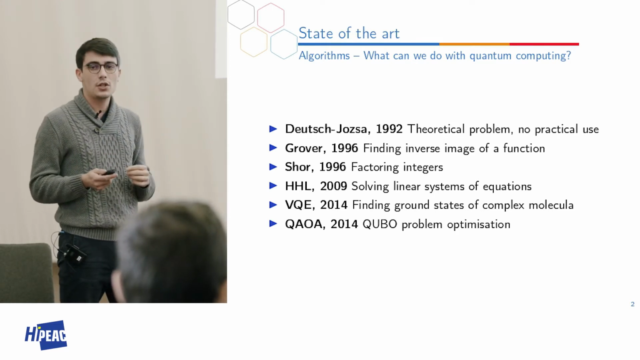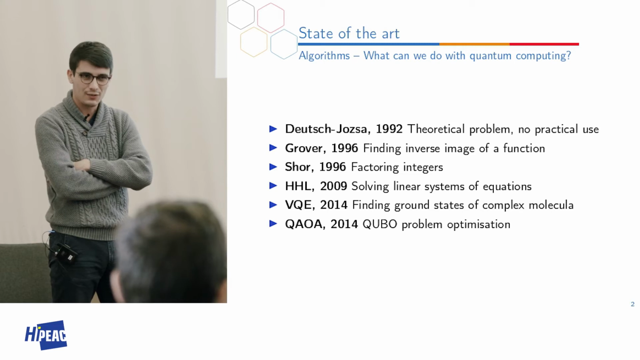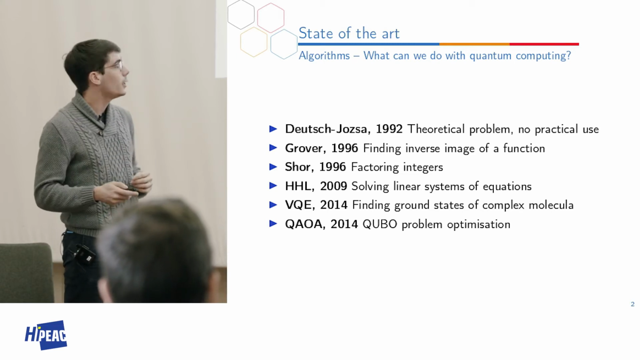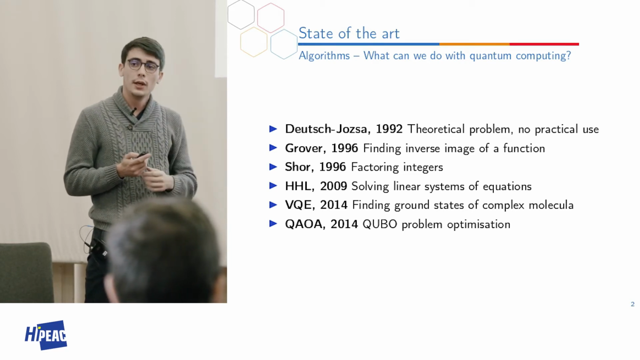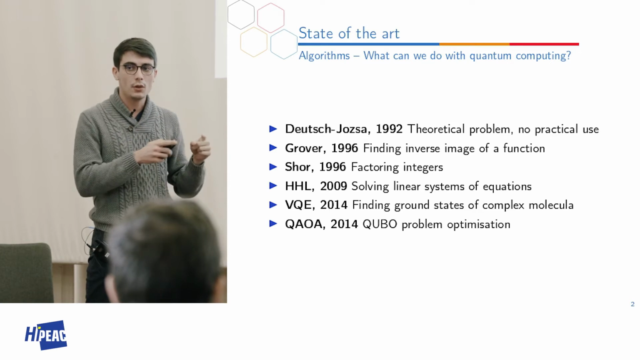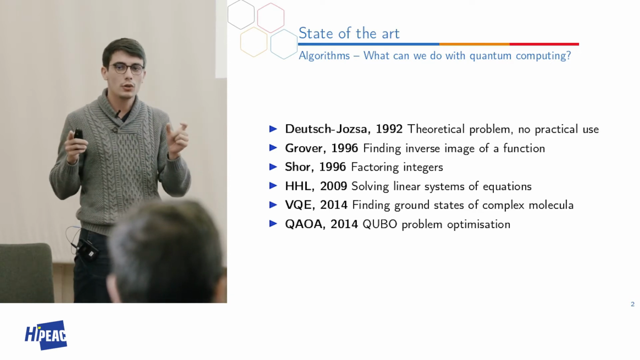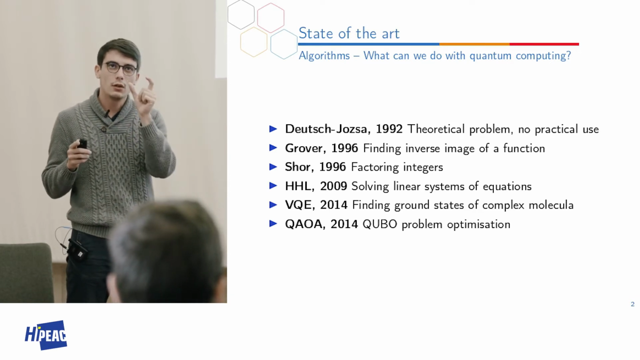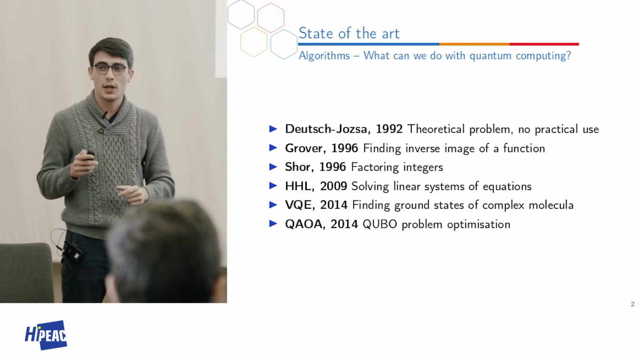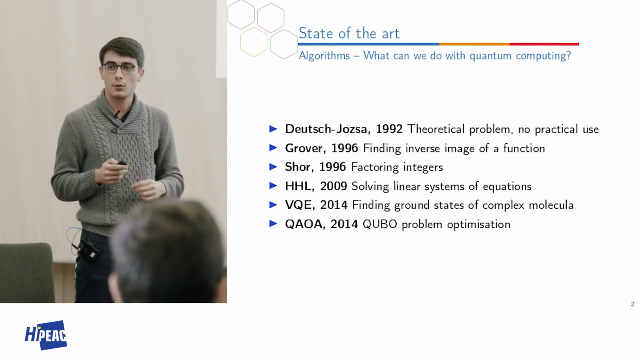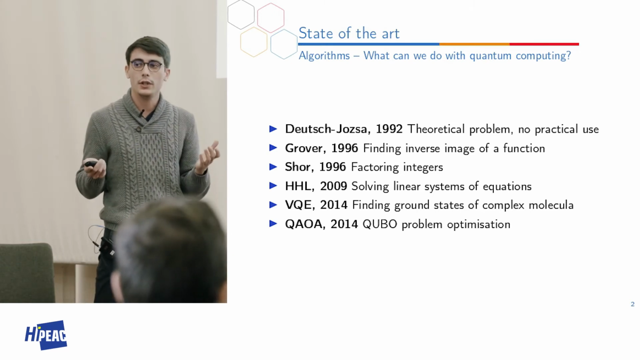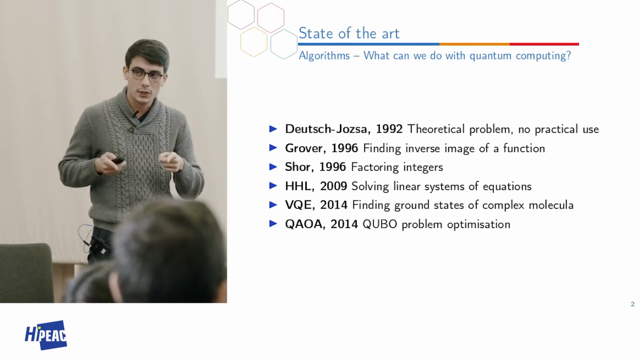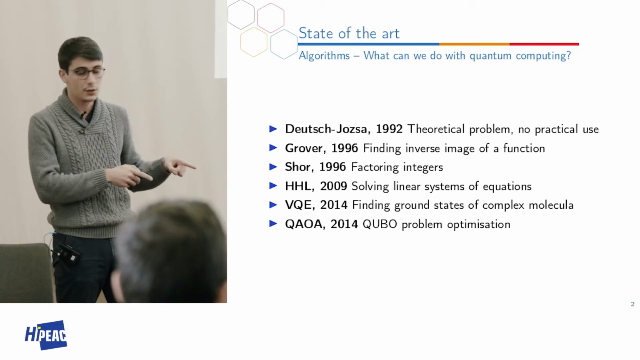The fourth one, HHL, from its inventors Harrow, Hassidim, and Lloyd, is an algorithm that came out in 2009 about solving linear systems on a quantum computer in a time that is logarithmic in the size of the system. You have a lot of fine print, a lot of little conditions to check in order to use this algorithm correctly. But if you check all of them, you are able to solve a linear system in a time that is logarithmic in the size of your linear system.